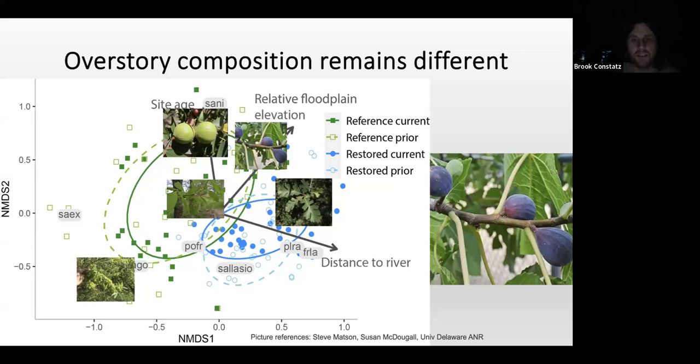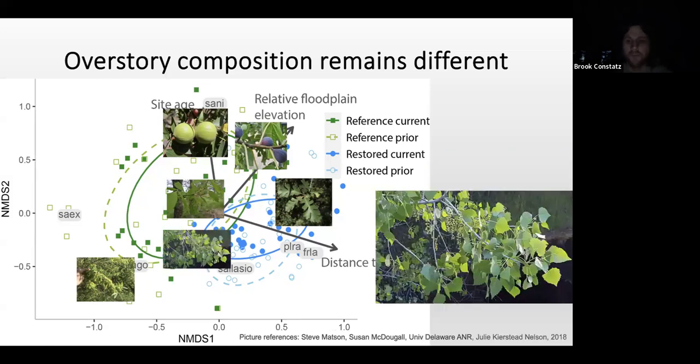Reference forests, interestingly, especially in the oxbows and river channels around them, had a lot of fig, which is invasive, and I have a picture of it later. It's really hard to walk through. And then restored and reference forests both had a lot of cottonwood. They had a lot of overlap there.